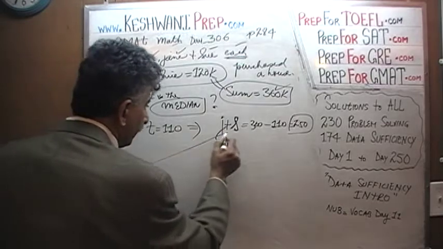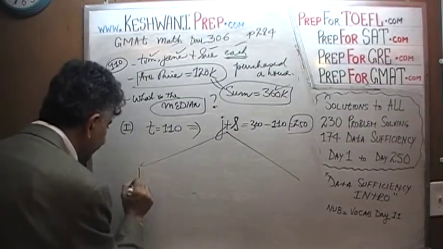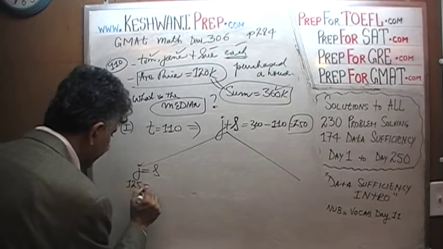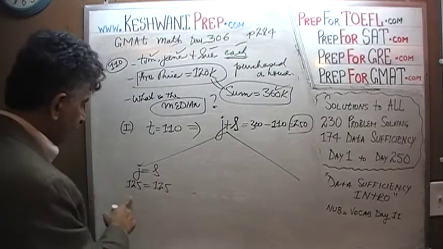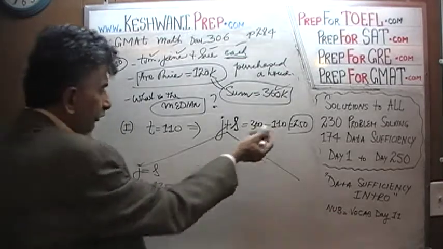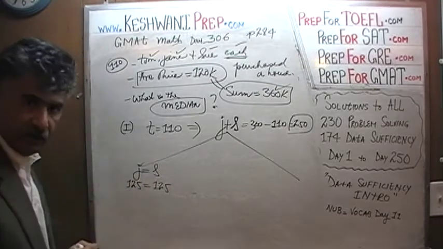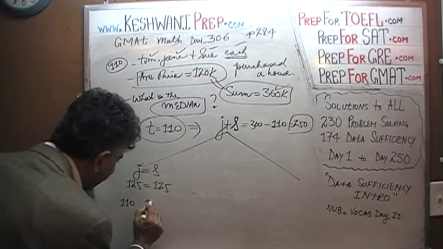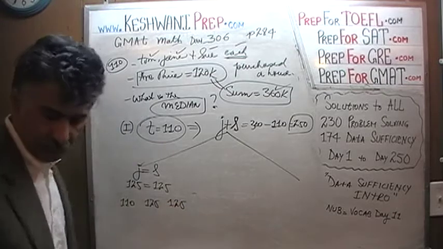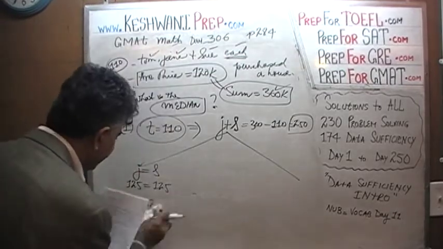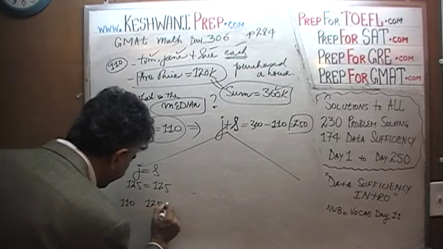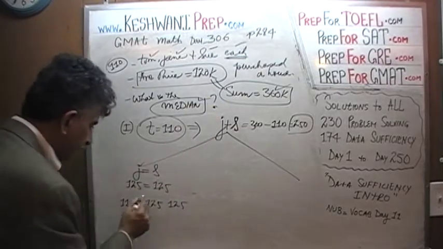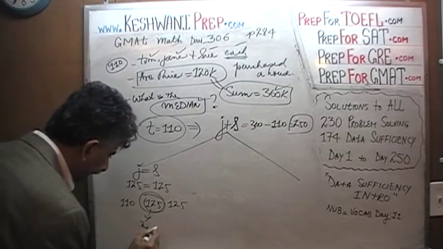There are two scenarios we can look at here. One possibility is that Jane's house and Susan's house are both worth the same amount. They are both worth 125 each, because 125 plus 125 equals 250. In this scenario, the three entries that we have are 110, 125, and 125. Question is, what is the median? Well, that's very simple. The median is the middle number right here. That is the median.